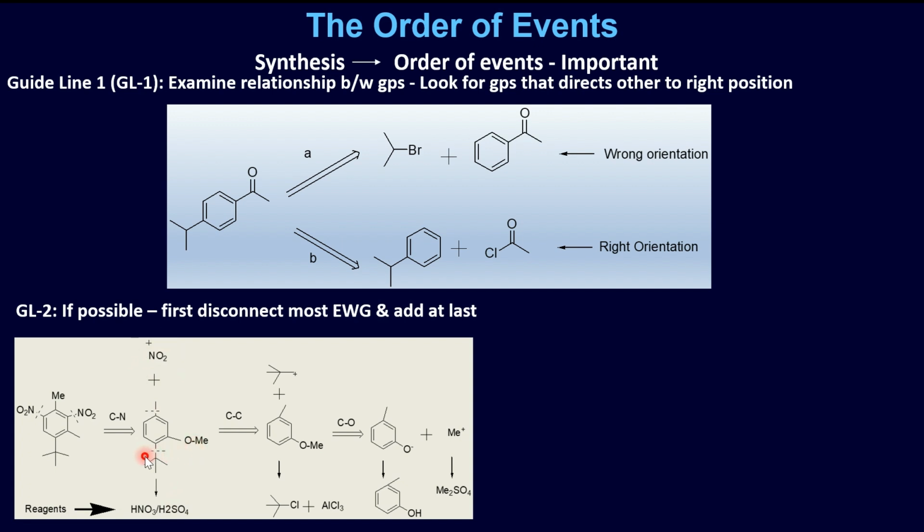Then I'll cut over here. The carbon-carbon bond breaks. This becomes the tertiary butyl cation and the methyl derivative of para-cresol. The tertiary butyl carbocation we can get from tertiary butyl chloride. And when I treat this molecule with tertiary butyl chloride in the presence of AlCl3, it undergoes Friedel-Crafts alkylation and gives the molecule whatever is required.